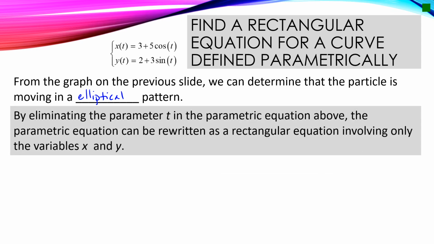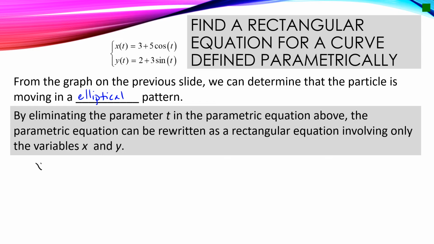And we'll go through the process that we saw earlier with the circle, where we will eliminate the parameter t in the parametric equation, and therefore rewrite the parametric equation as a rectangular equation where we're involving only the variables x and y. So I'm going to use the same technique that I used before.